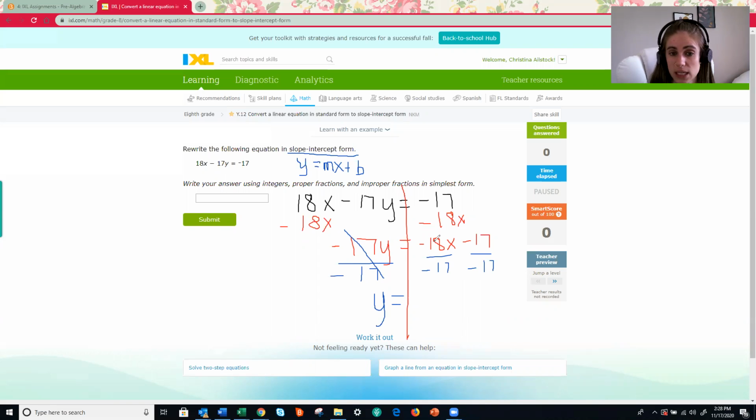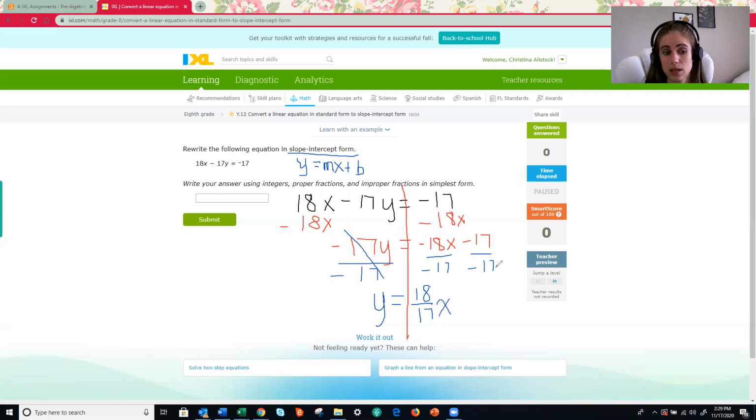Now negative 18 divided by negative 17. Well, I can't divide and get a whole number. And the only factor they have in common is 1, so I can't really simplify it. But what I can do is notice how they're both negative. I can simplify it that way. What is a negative divided by a negative? A positive. So our slope simplifies to be a positive 18 over 17x.